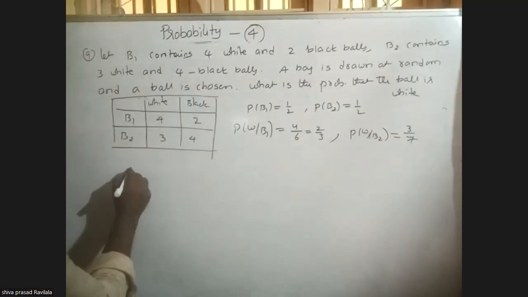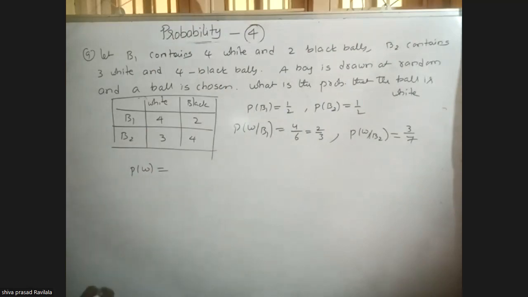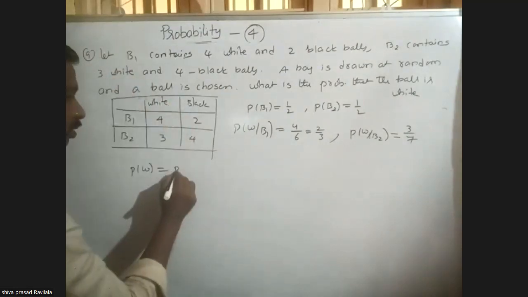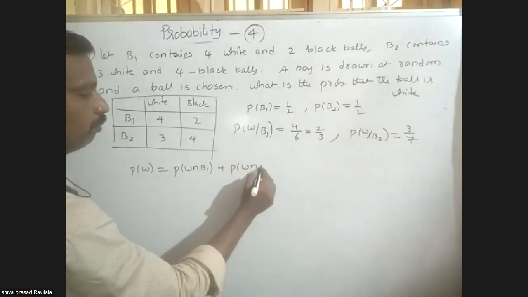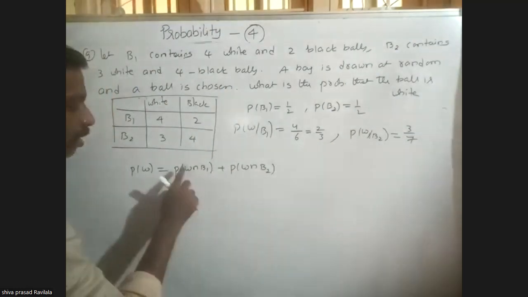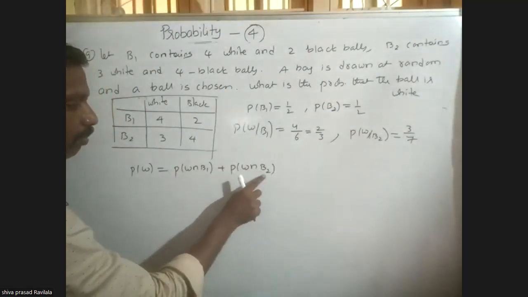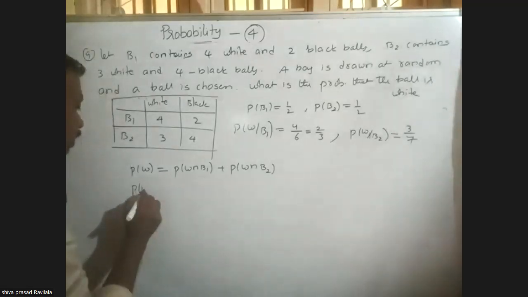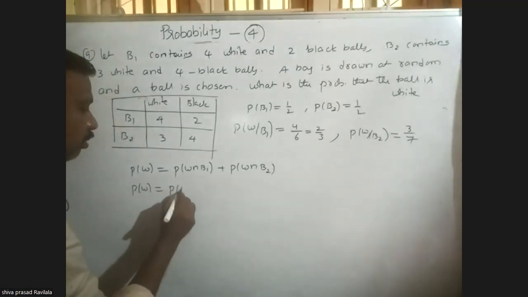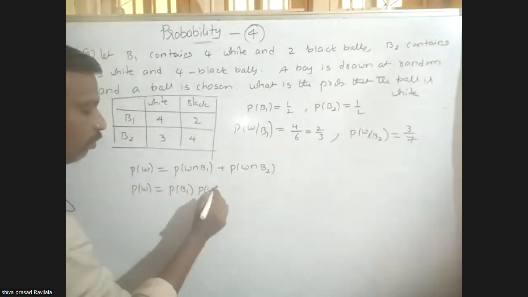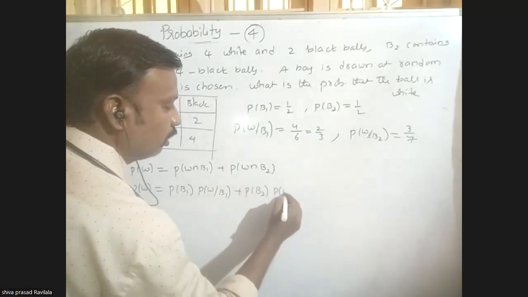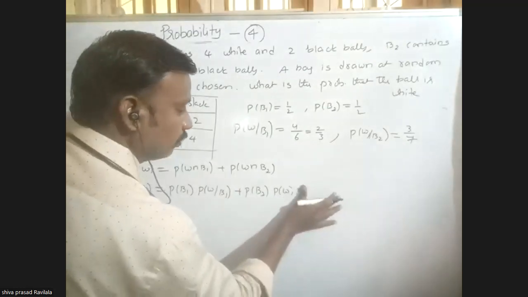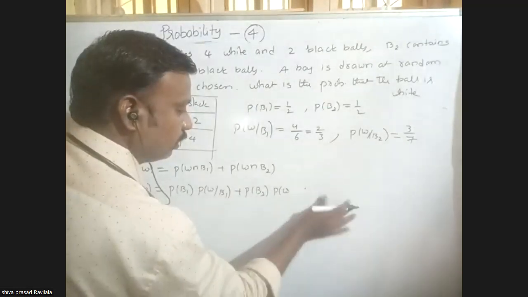That is probability of white ball, required probability, is equal to probability of W intersection B1 plus W intersection B2. Try to understand this condition. White ball common with B1, white ball common with B2. By using conditional probability, this can be written as probability of B1 into probability of white ball taken from B1, and probability of B2 into probability of white ball taken from B2.